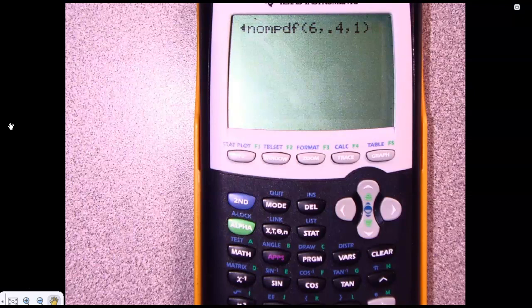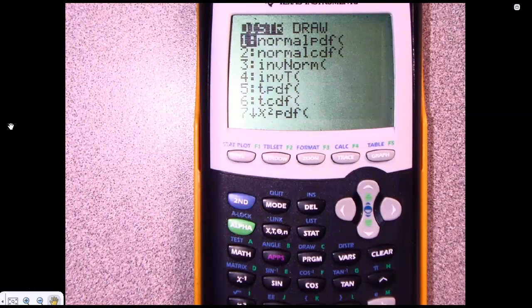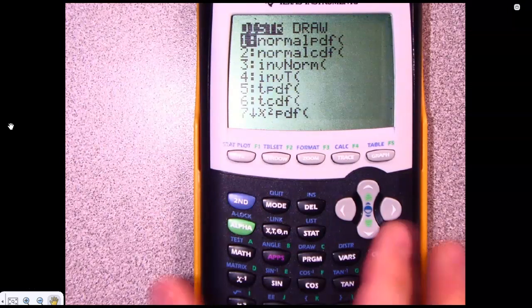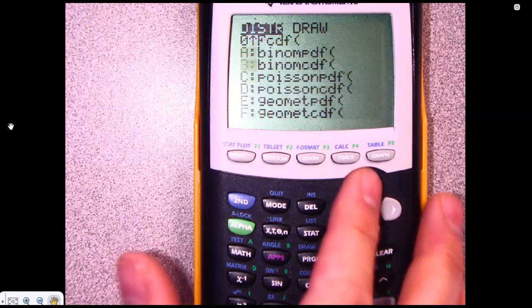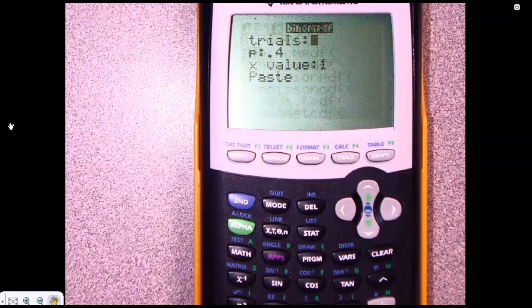If you got an error or something, bring it up. So you should get, let me get the end, 0.1866, just so you know what you should be getting. So you go second, the distributions, where normal CDF is and stuff. And then you scroll down quite a ways to binomialpdf, P for particular, specific.